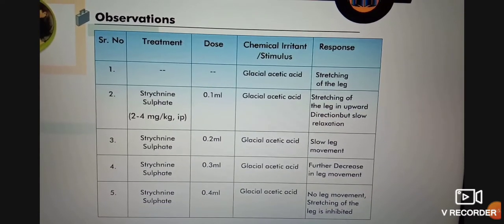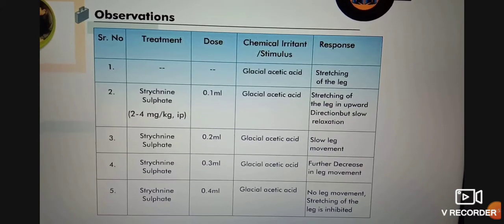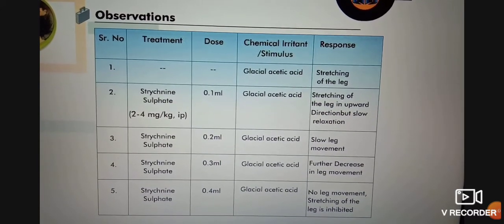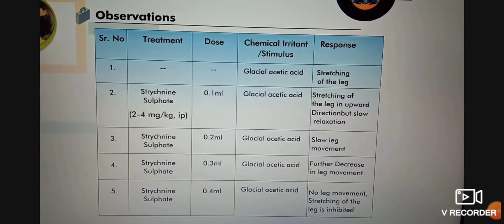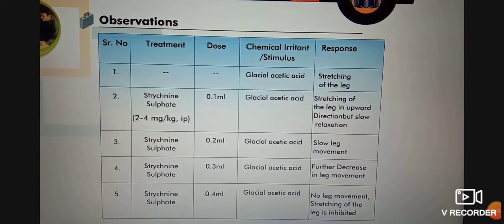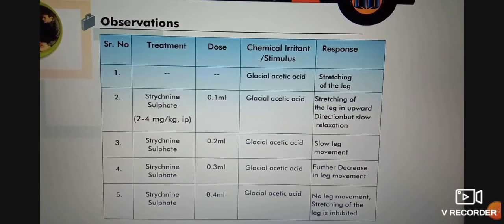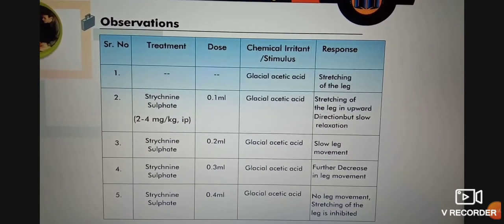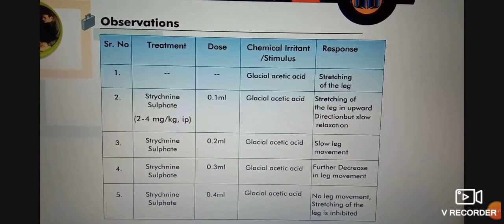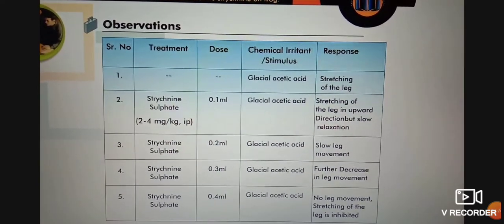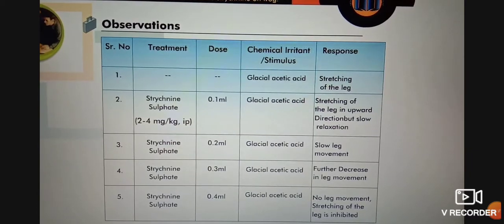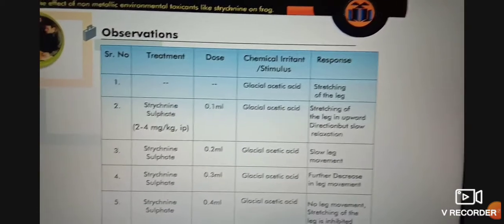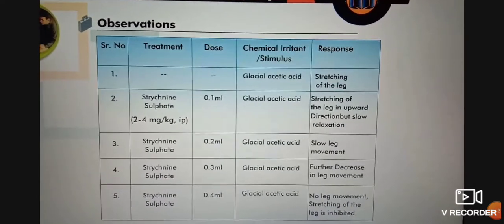Okay, at the dose of 0.3 ml, when we dip the leg of that frog into the glacial acetic acid, there is a further decrease in the leg movements. Okay, and when we inject 0.4 ml of strychnine sulfate, and when we dip the frog leg into the glacial acetic acid, no leg movement is there. Okay, so stretching of the leg is inhibited. So this effect is due to the permanent contraction of those muscles, right? So these are the observations for the different doses of strychnine sulfate.